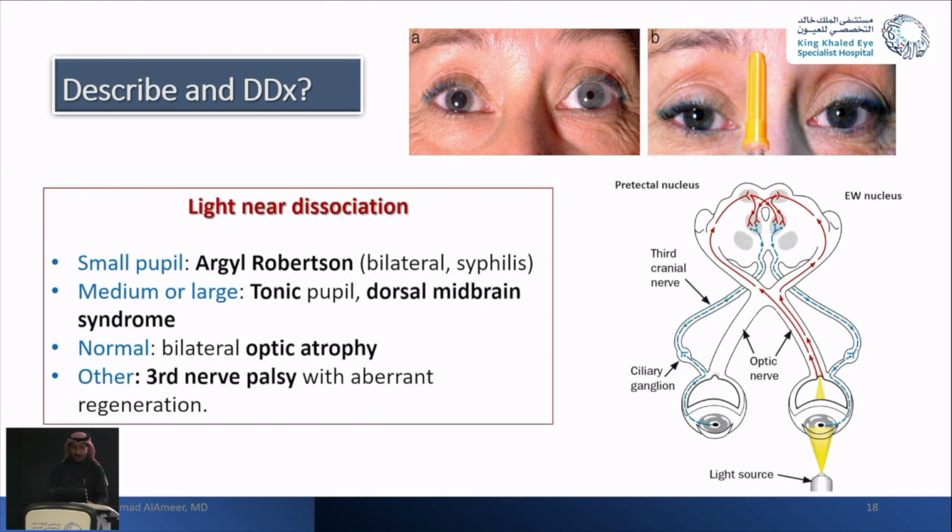Exactly. So back to our diagram. This is the pretectal nucleus in the midbrain, in the dorsal part of the midbrain. If it's affected, then the light reaction is going to be abnormal, but the near reflex has another pathway. So the near reflex is going to be preserved, but the light reaction is going to be abnormal. Okay? Other causes include bilateral optic atrophy or third nerve palsy with aberrant regeneration. Clear?